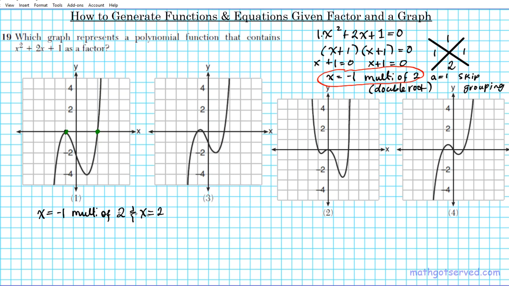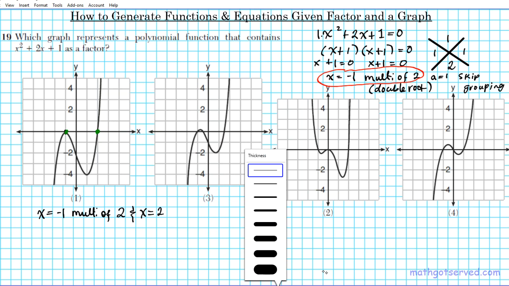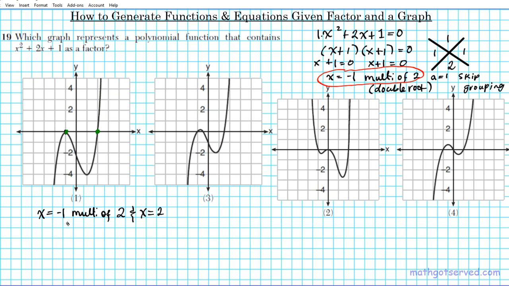So the related equation is going to be as follows. If you have x equals -1 with a multiplicity of 2, that's simply going to be x plus 1 times x plus 1. Or you can write (x plus 1) squared, or x plus 1 times x plus 1. Okay? And then we have x equals 2 as another root, so that's going to be x minus 2 equals 0. So what we're doing is we're unsolving.